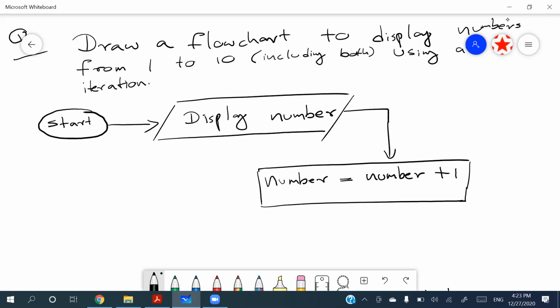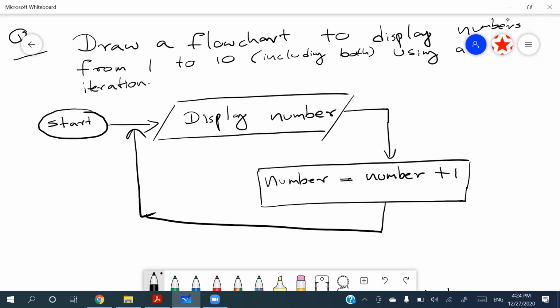So my general approach is this: I display the number, I increase it by 1, then I'm going to display it again, right? So this is my general plan. I display a number, I increase that number by 1, and I display again, increase it by 1, and display again, increase it by 1, and display again.